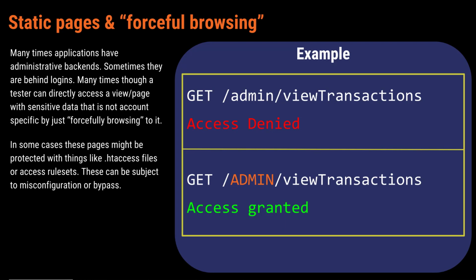In some cases, these pages might be protected with things like htaccess files or access rule sets, but they can be subject to misconfiguration and bypass. In the example on the right, you can see a GET request to /admin/view transactions gives us an access denied. But if we do another request with GET /admin in uppercase and view transactions, we might get the access that we need.